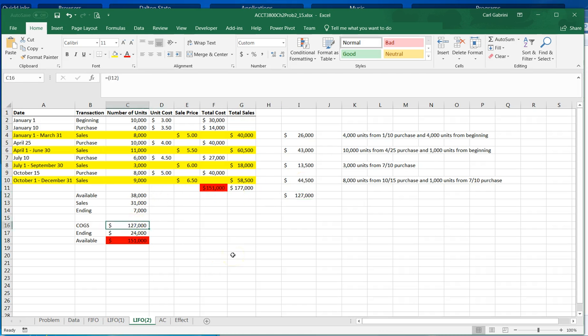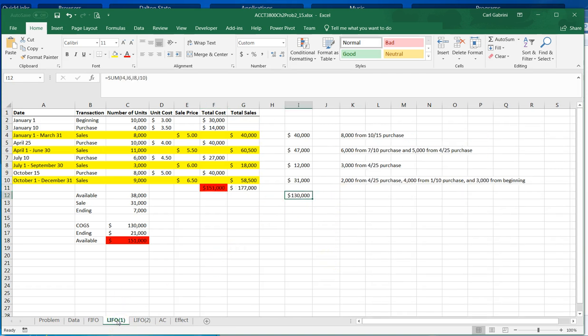Then the ending inventory is $24,000 because it's made up of 5,000 units from beginning inventory that didn't get sold off, and then 2,000 units at $4.50 from the July 10th purchase that were not sold off. And so that's $24,000. Add those together, it's $151,000. It matches our total cost of $151,000. We have accounted for all of the costs, and so we're good to go.